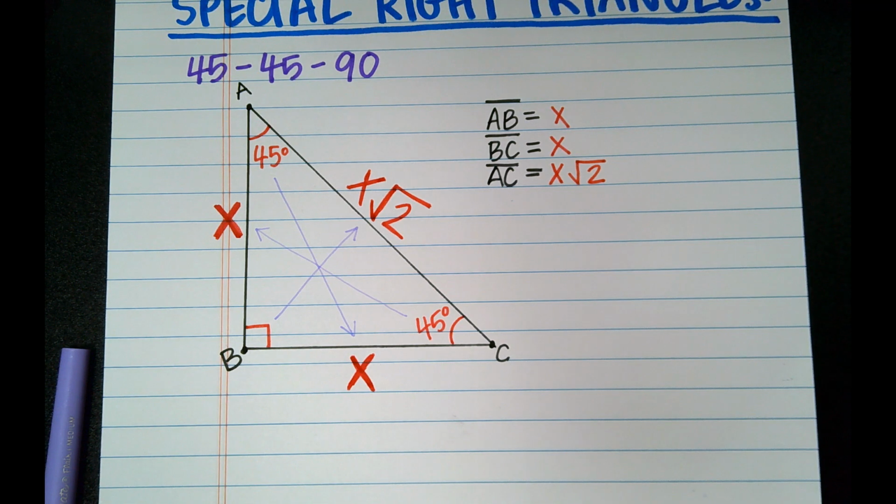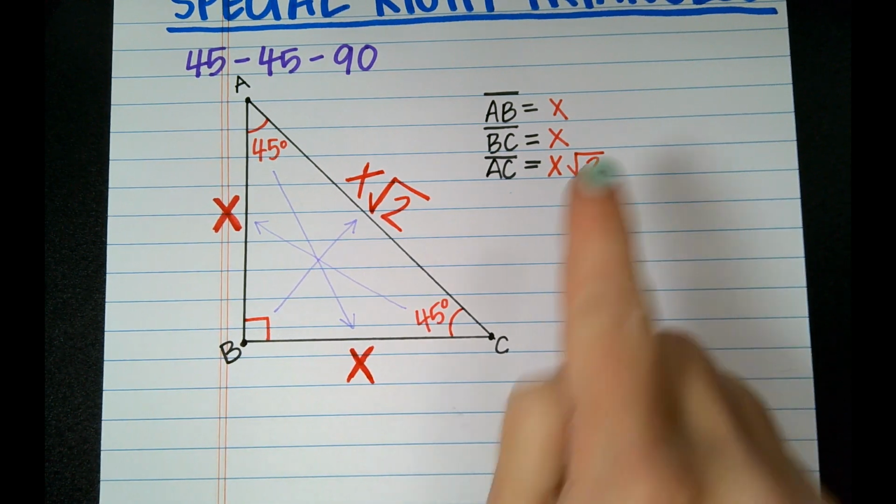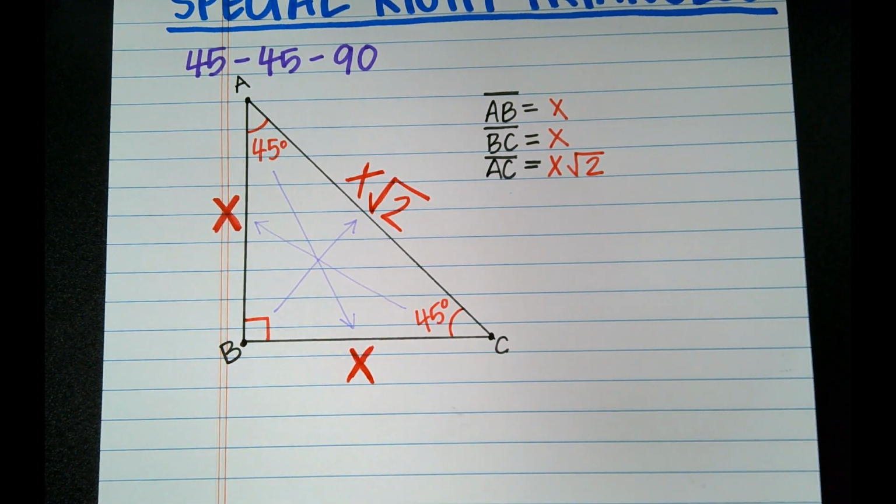It might feel silly, but I'm going to make you do something. I'm going to have you repeat after me. Okay, everybody say X radical 2. Again, X radical 2. And X radical 2. Okay, new vocab word. We're going to be saying X radical 2.